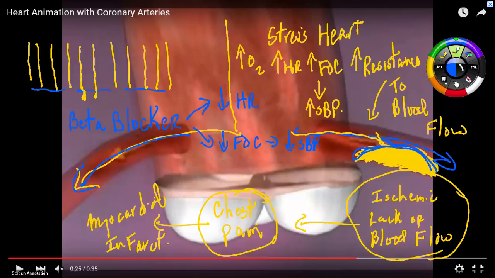So that's why a stress test is performed, and that's why anyone with known coronary artery disease is placed on beta blockers, because you want to reduce the workload of the heart and therefore reduce the chances of them becoming ischemic.